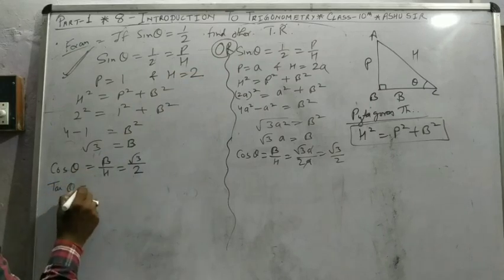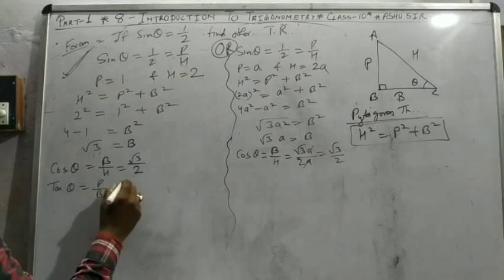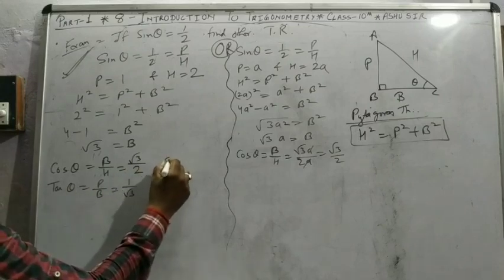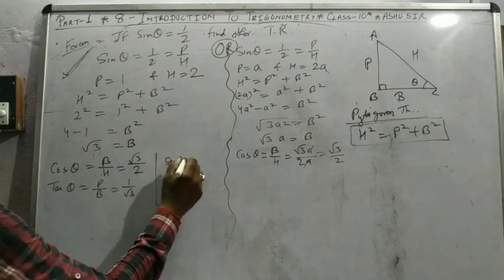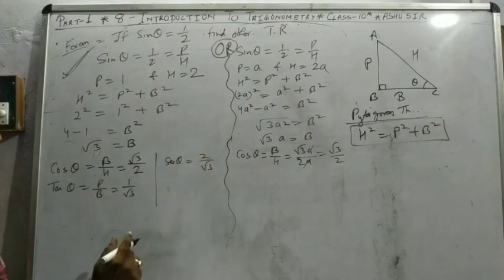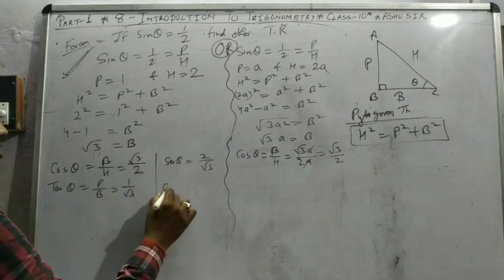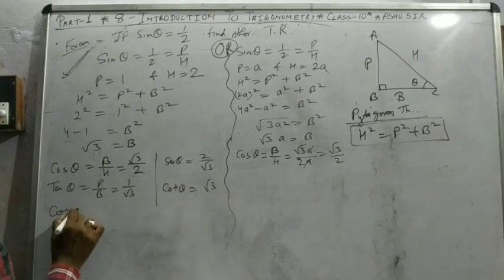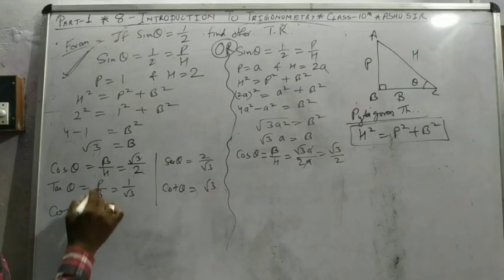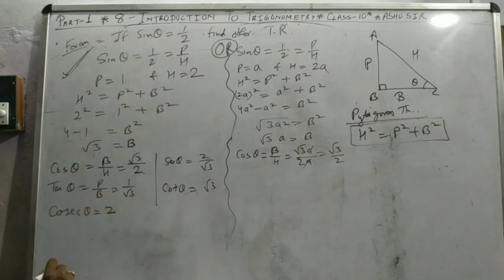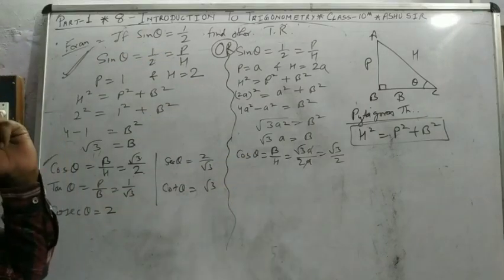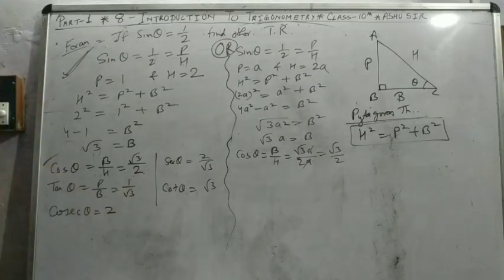Then again tan theta, P by B, so 1 by root 3. Sec theta is the reciprocal, so you can directly note down root 3 by 2 reciprocal, 2 by root 3. Cot theta is root 3 by 1, and cosec theta is the reciprocal of sine, that is only 2. So these are the other 5 trigonometrical ratios. Sine is given. Similarly, you can find here also. So I hope you understand how we find the value of trigonometrical ratios.